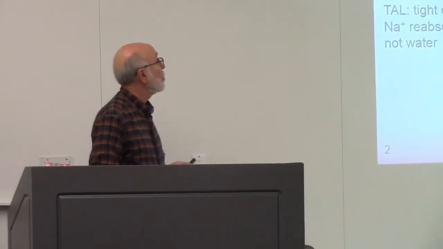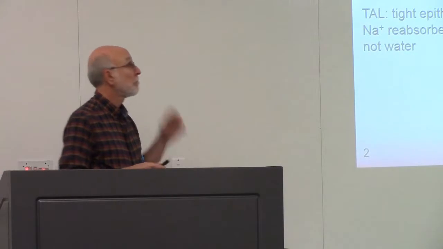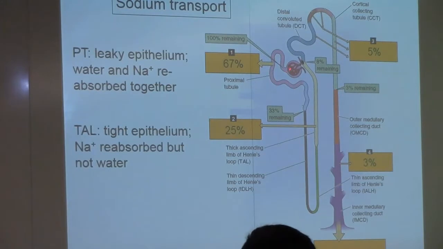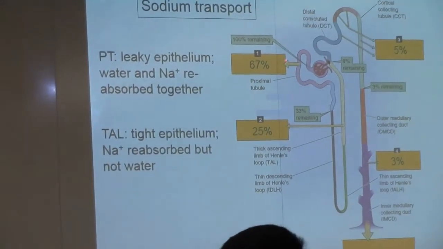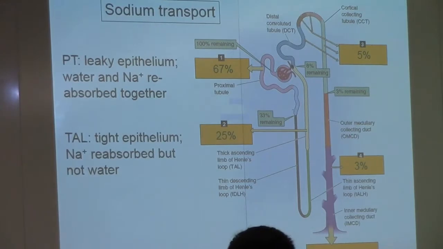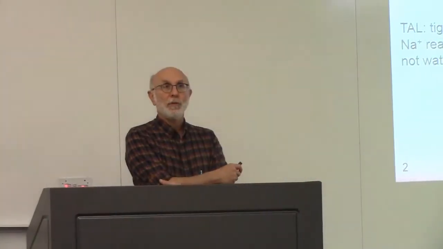So we'll quickly go through the sodium story. The sodium story includes, well, obviously sodium is filtered at the glomerulus. Then 2/3 of the sodium is reabsorbed in the proximal tubule. And that reabsorption of sodium is accompanied with reabsorption of water because the epithelium is leaky to water. So when solute is reabsorbed actively, water is reabsorbed passively because of water permeability.